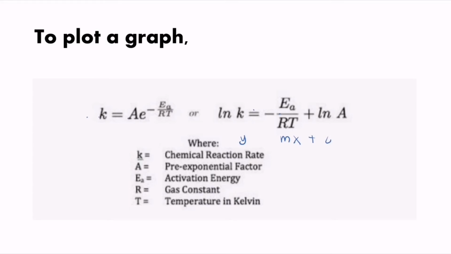So from the graph, ln k is the y-axis, 1 over T is the x-axis, and the gradient is negative Ea over R. So it means that you will get a negative slope graph, while the y-intercept is ln A. So the value of A can only be obtained from the graph. It is not a constant with the same value. Sama ada kita boleh dapat daripada graph ataupun daripada data yang diberi.